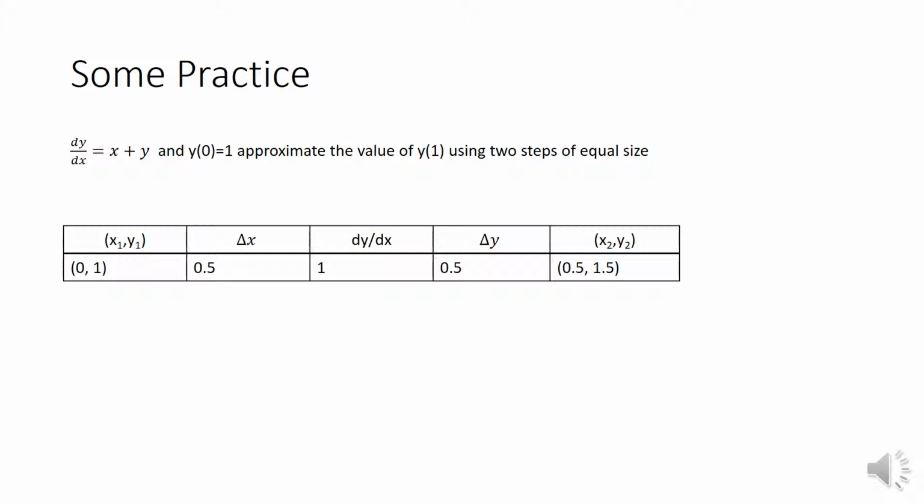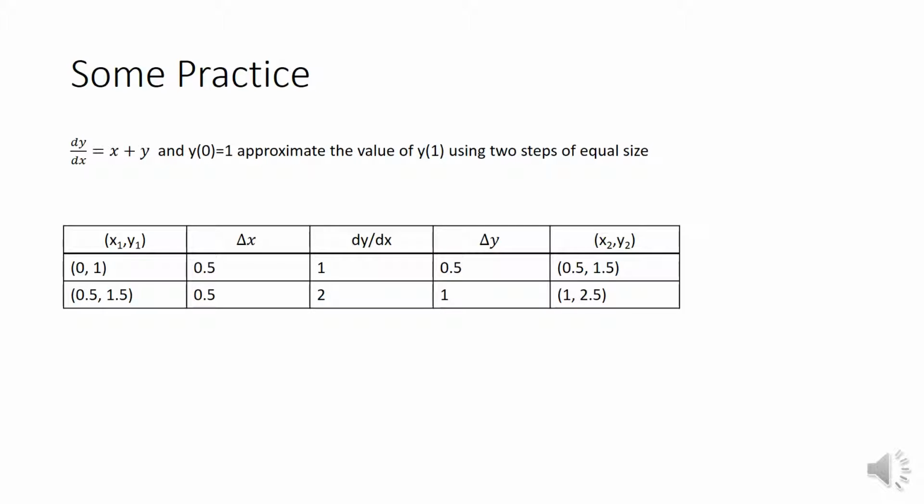And then that's going to approximate your slope over your interval, so you multiply that by the change in x to get your change in y. Again, that will be 0.5. So then you just add your change in x, which is 0.5, to 0 to get the new x value, which is 0.5, and your change in y, which is also 0.5, to your initial y value, which is 1, to get your new y value of 1.5.